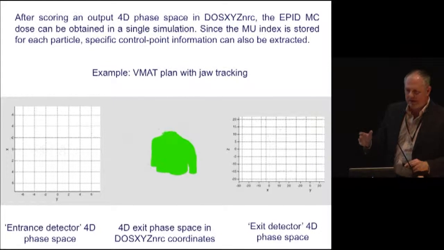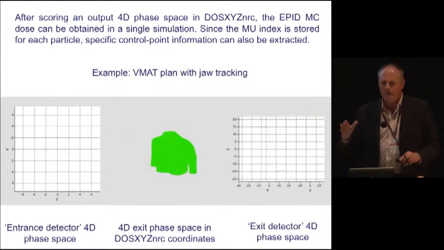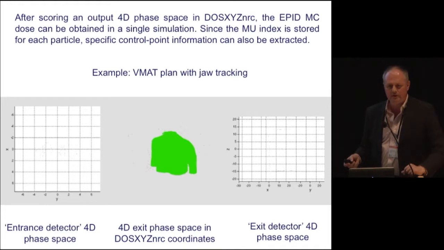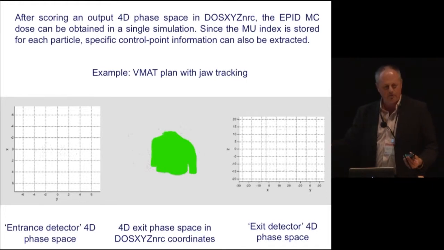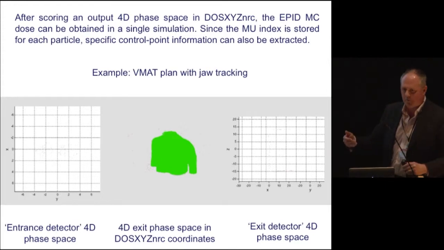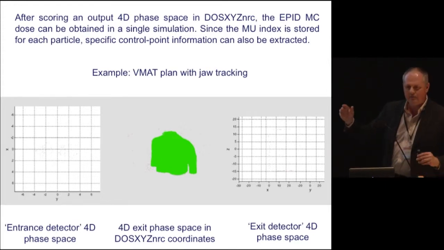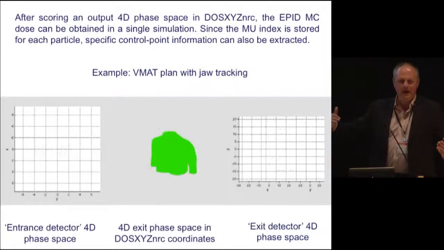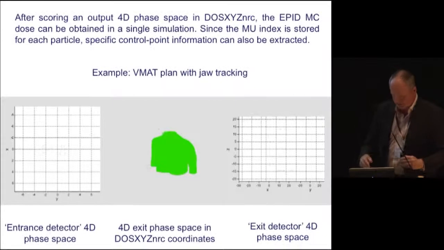So again, this is not the first time it has been attempted. Emiliano Spezzi had a paper more than 10 years ago, but he acquired an exit phase space in DOSXYZ, but it was a planar phase space in the XPHSP format. This one is in IEA format, so it is on all 6 sides surrounding the patient CT. And it's 4D because it has the MU information.